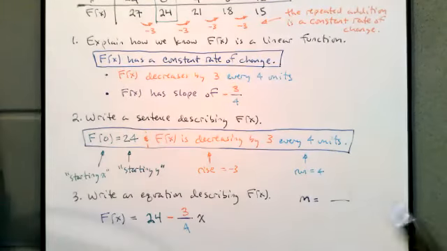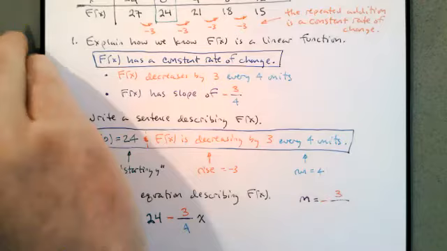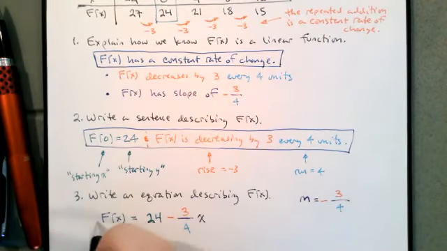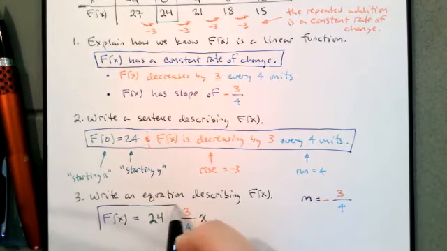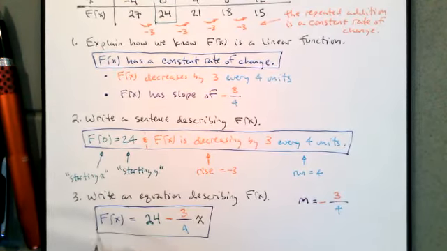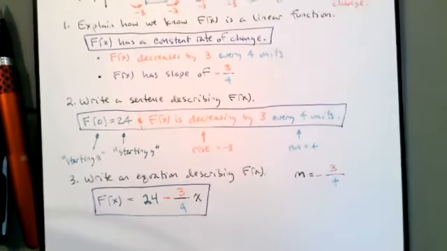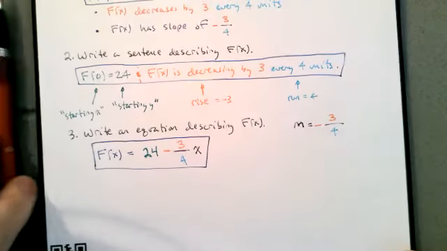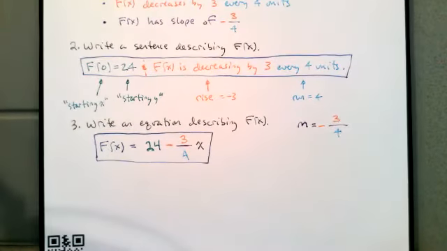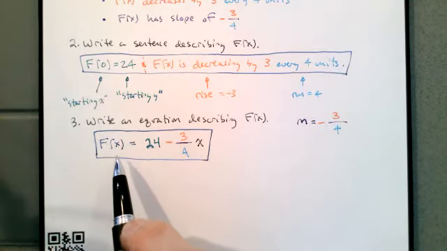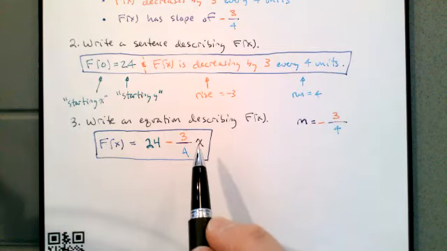In this case, the rise is a negative 3, and the run is 4. So here is an equation describing capital F of x. Once we have an equation describing our function, there are a couple of things that we can do with the equation. I could give you an input and ask you to find the output, or I can give you an output and ask you to find the input.